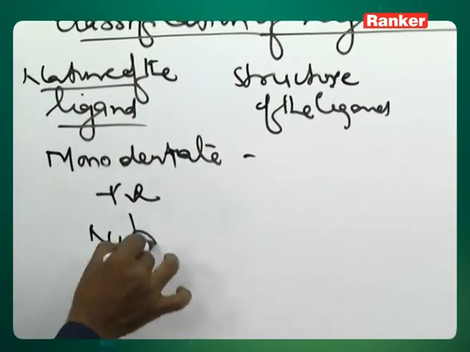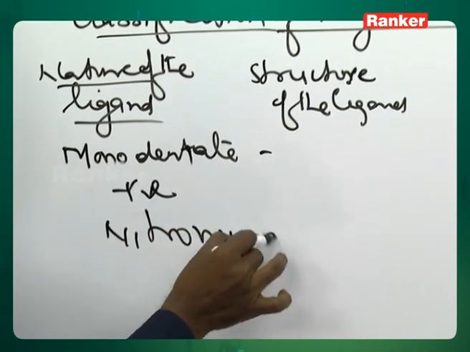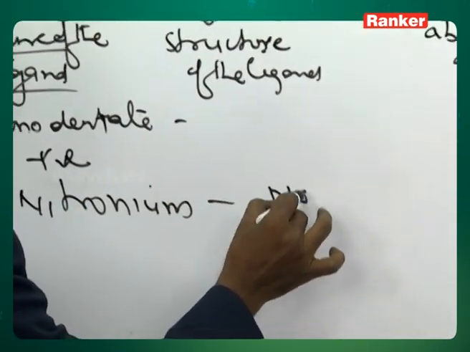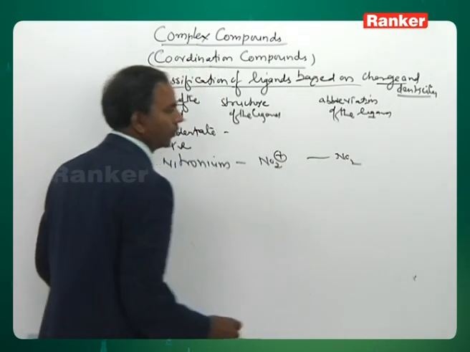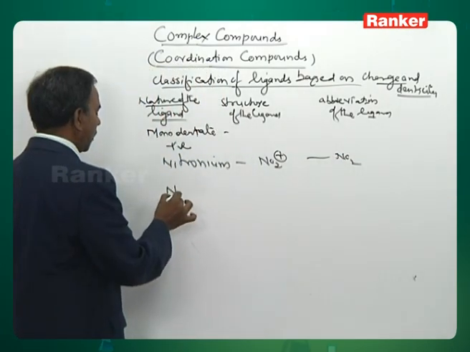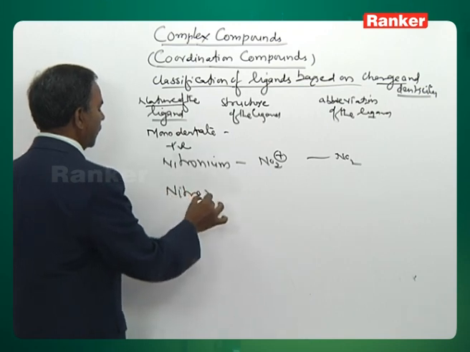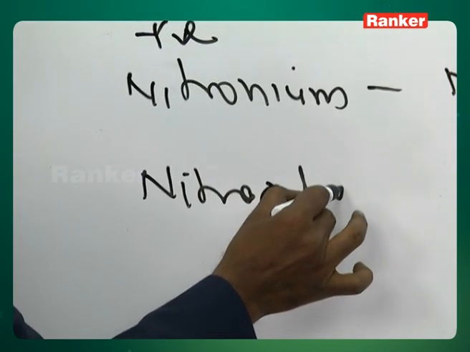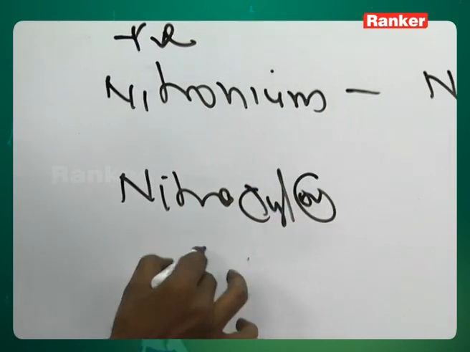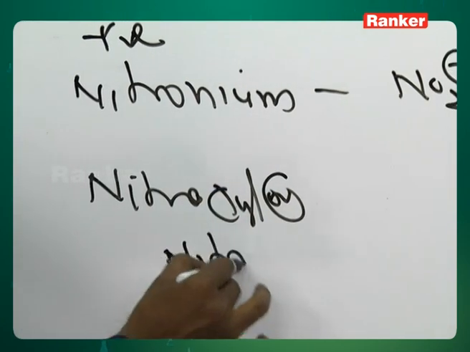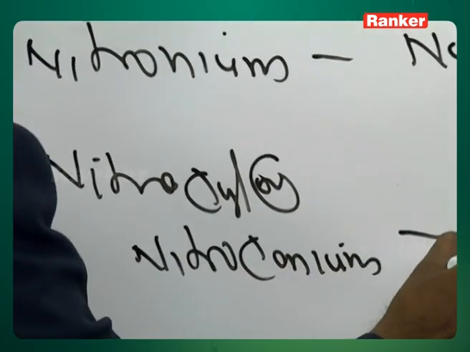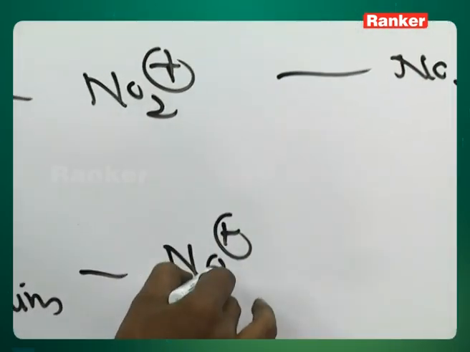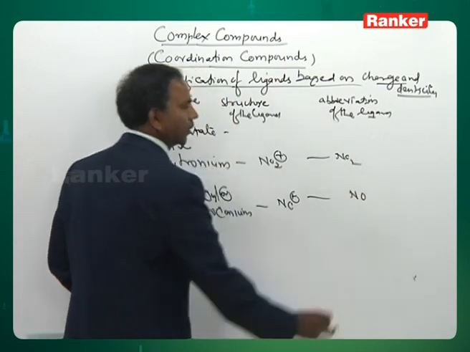Consider nitronium, it is simply NO2 plus. And nitrosyl, or we can also call it nitrosonium. Nitrosyl or nitrosonium, NO plus, it is represented by NO plus.